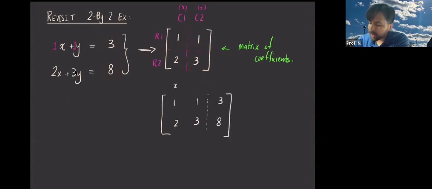Again, these are the x coefficients and the y coefficients, and 3, 8 are the constants. This is called an augmented matrix.